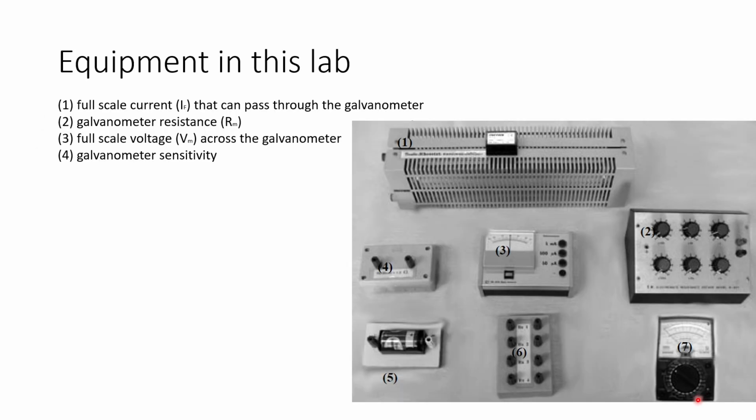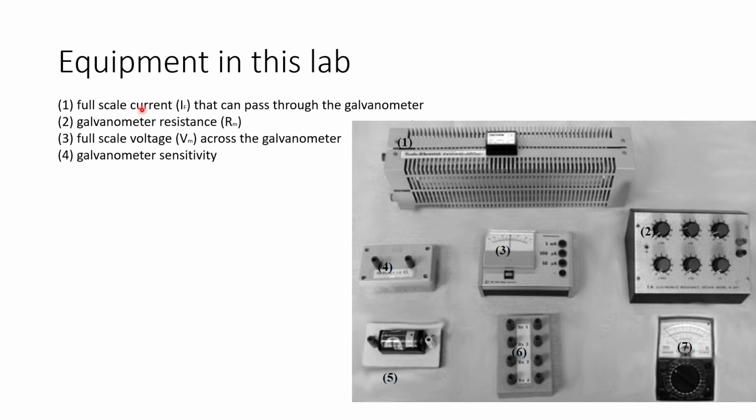So in this lab, you'll be using the RH, the rheostat, an adjustable resistor, a galvanometer, a standard resistor, a battery of 1.5 volts, a small adjustable resistor, and then your standard multimeter. Mostly we're going to be focusing on equipment number 3, the galvanometer.